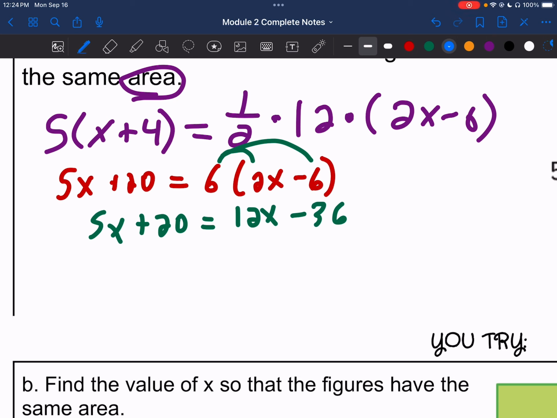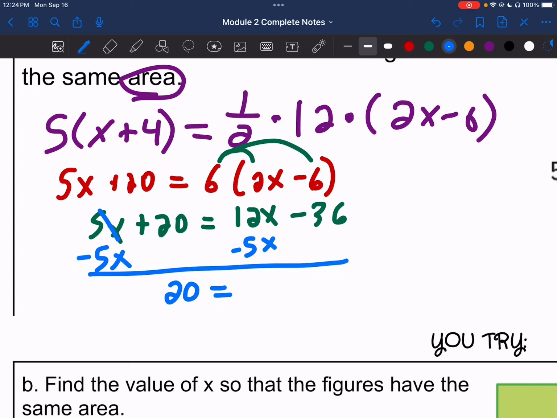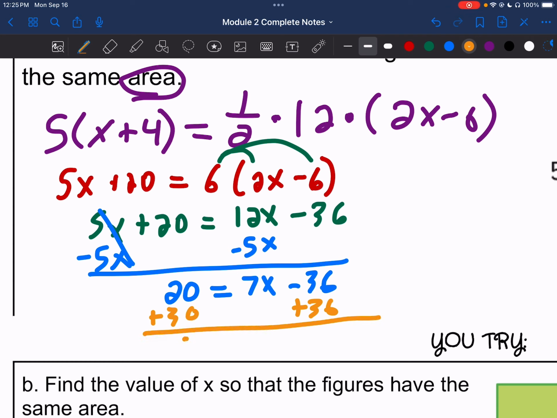Okay, so I'm going to subtract 5x from both sides. And we get 20 is equal to 7x minus 36. And then we add 36 to both sides. We've got 56 equals 7x. Final step, divide by 7. We get that x is equal to 8. Now, there are no units given in this question, so you do not need to include any units in your answer.